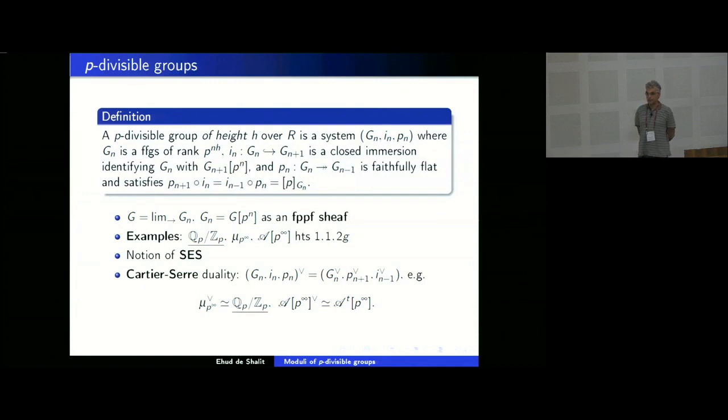And Cartier duality carries over, where for the new p you take the dual of i, because it goes from level n+1 to level n. So if you take the system of Cartier duals of the G_n and you invert the roles of the i's and the p's, you dualize them, then you get a new p-divisible group. The dual of mu_(p^infinity) is Q_p/Z_p, and so on.